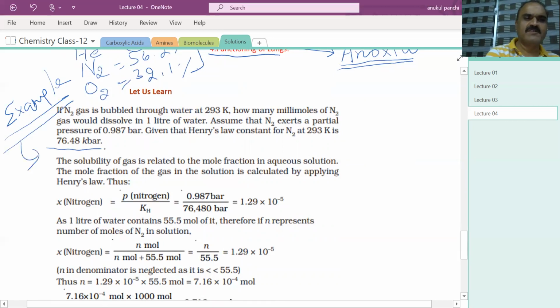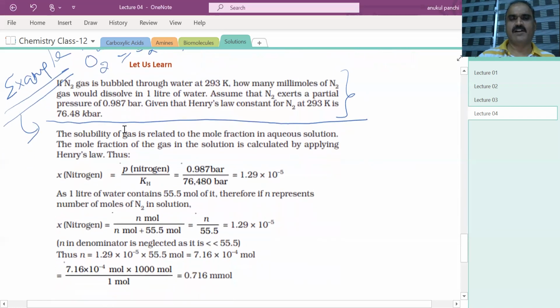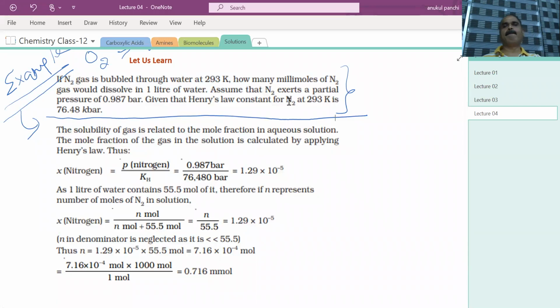So the situation is that if N2 gas is bubbled through water at 293 Kelvin, how many millimoles of N2 gas would dissolve in 1 liter of water? Assume that N2 exerts a partial pressure of 0.987 bar, given that Henry's law constant for N2 at 293 Kelvin is 76.48 kilobar. So this is a numerical situation.